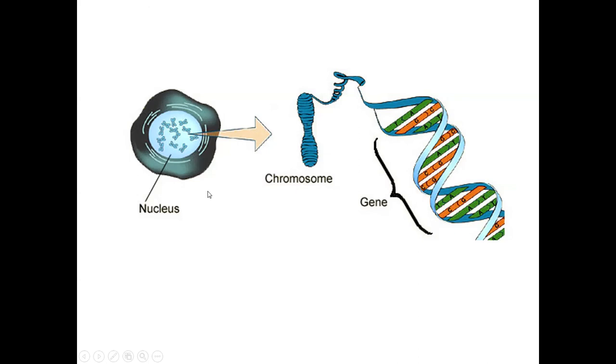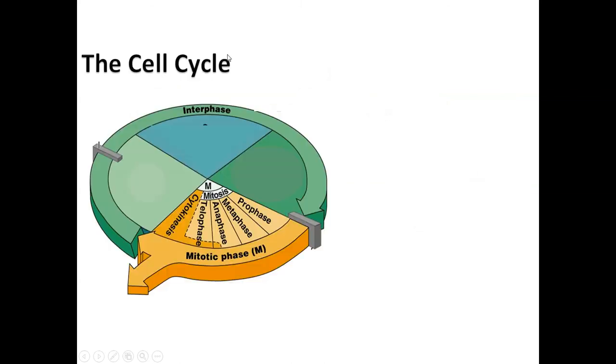So let's get a little bit more into what this looks like. So here's your nucleus, and inside the nucleus you have these chromosomes floating around. If I took a chromosome and I unwound it, it's like a ball of yarn, you'd eventually get a strand of DNA, and then that strand of DNA contains genes on it. Now, I told you before there's the cell cycle. Well, there's 3 stages of the cell cycle.